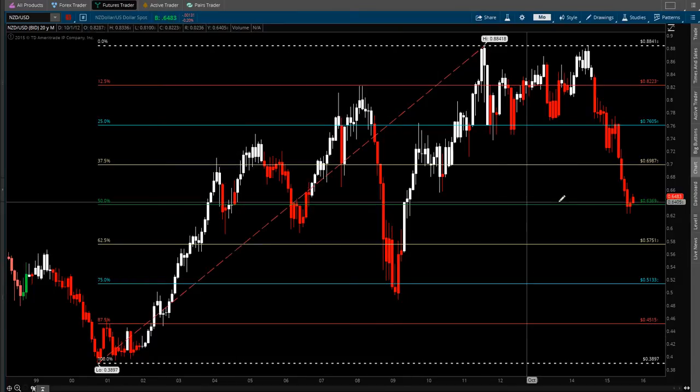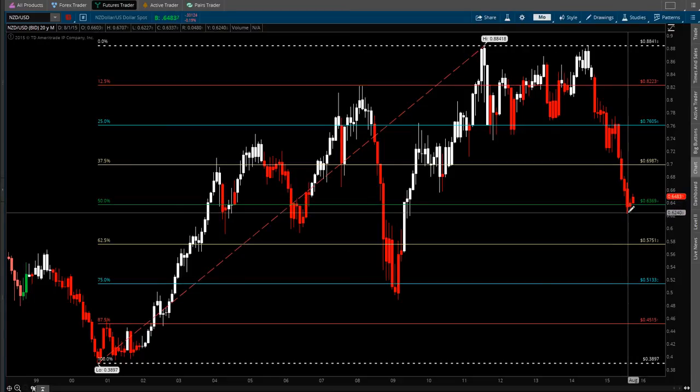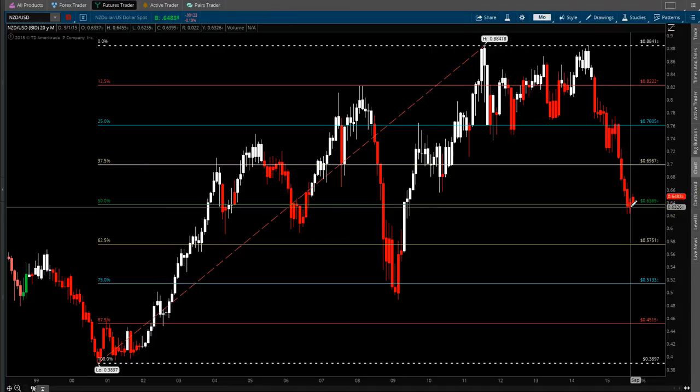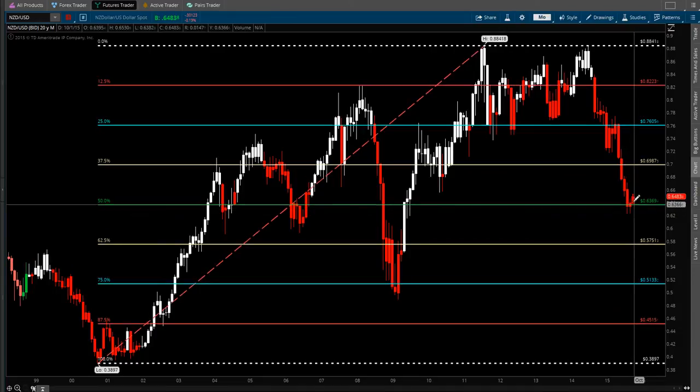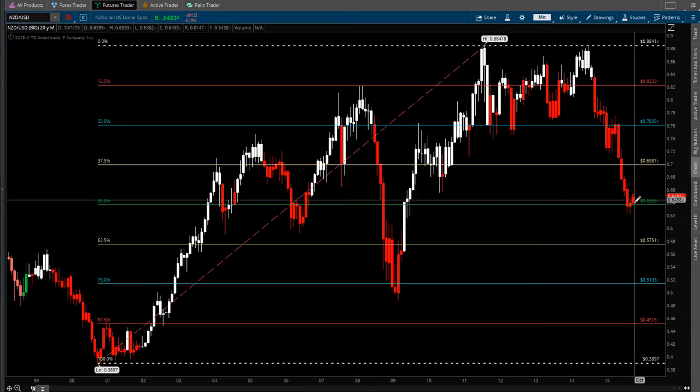Green is a 50%. As you can see, the New Zealand dollar stalled right here. It pierced it, it pushed below it, what I call a bear trap. In August they got a bear trap there, and then in September they got a bear trap, and now in October it's not a bear trap, but maybe the beginning of a bull run.